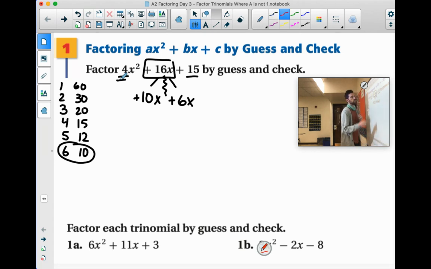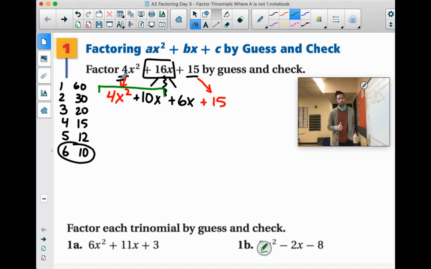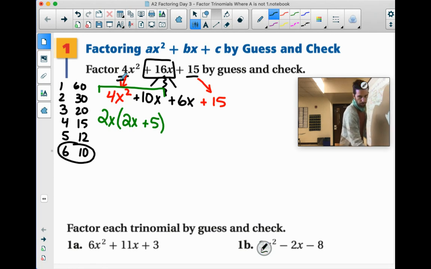Now for the rest of it, we're going to bring down this other stuff. We're going to bring down 4x squared, and we're going to bring down this plus 15. Now when you factor by grouping, you're kind of looking at each chunk here. So looking at this left side, this 4x squared plus 10x, what's the greatest common factor with those? Hopefully you thought 2x. So we kick out 2x. And 2x times 2x is 4x squared, and 2x times positive 5 would give you plus 10x. Great. We'll come back to that.